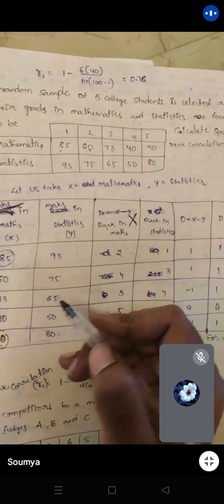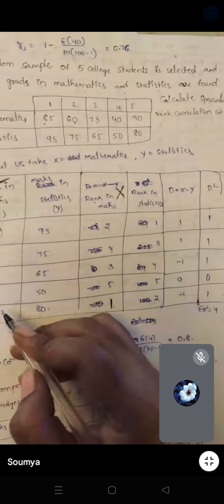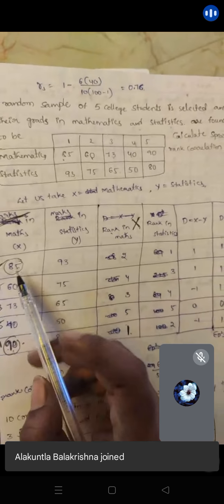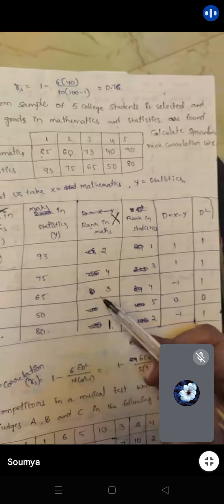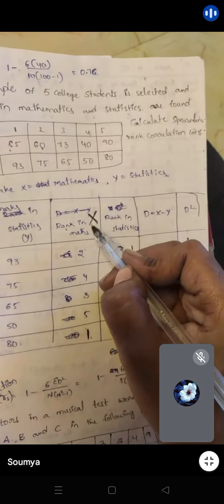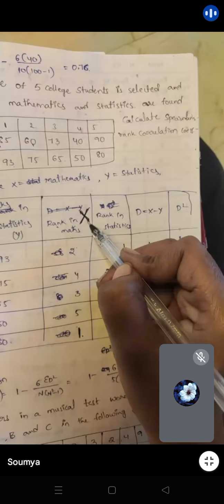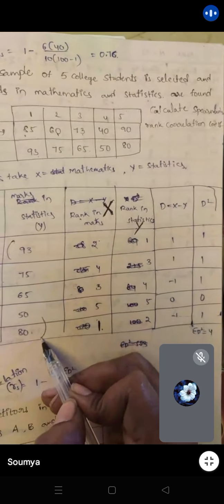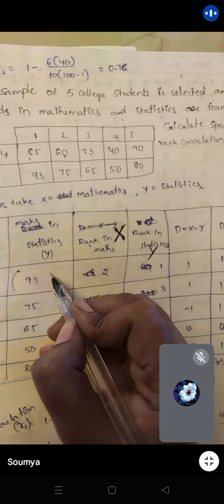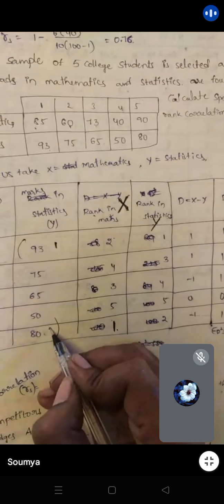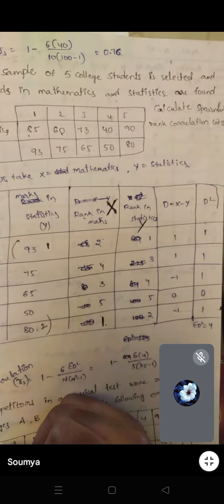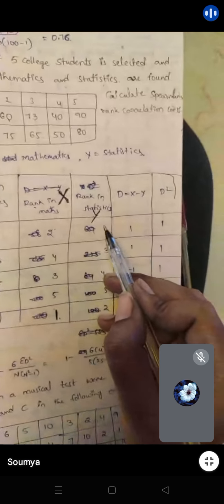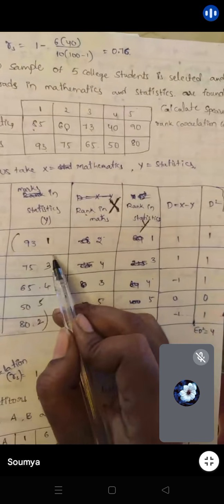How will you give the ranks? For the highest marks you will give 1. After the highest marks you will give second, third, fourth. This is the ranks in capital X. Capital Y: now give the ranks in this one. So the first one is 93 marks, second 80 marks, third 75, fourth this one, fifth this one. So I am giving ranks for this X and Y.